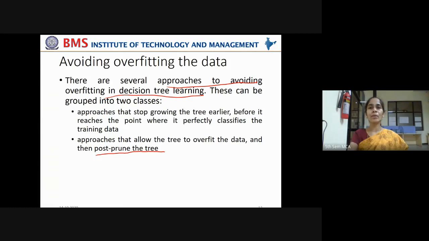When a tree or a bush is overgrown, what do you do? You try to prune it, right? You take a plant cutter and you try to prune the tree. Same thing. If the tree is overfitting your training examples, let it overfit first. Then try to cut the nodes which are not giving good performance. That is called the post pruning method, post pruning of the tree.